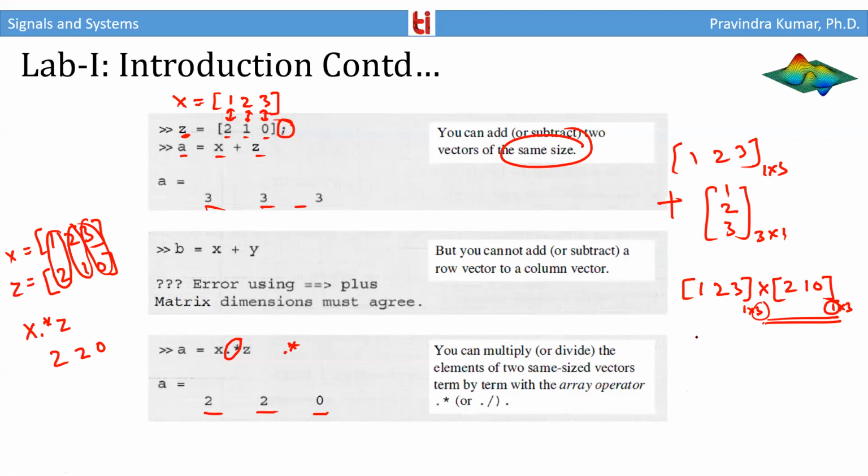You know, if it is 1, 2, 3 and 1, 2, 3, this is 1 by 3 and this is 3 by 1. So these are matched here. So you can multiply these. At this stage, they are multiplied. But so matrix size is very important here in multiplication.